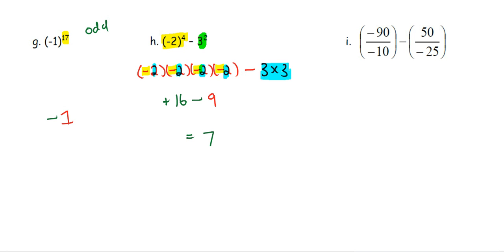Okay, let's move on to question number I now. For question number I, just evaluate the brackets. How many negative signs do you see in the numbers highlighted in yellow? Well, I see 2 negative signs, so your final answer will be positive. And what's 90 divided by 10? How many times does 10 go into 90? Well, it goes into 90 9 times. So that's going to be positive 9. And then I'm going to have this minus sign here. This minus sign is this minus sign highlighted there.